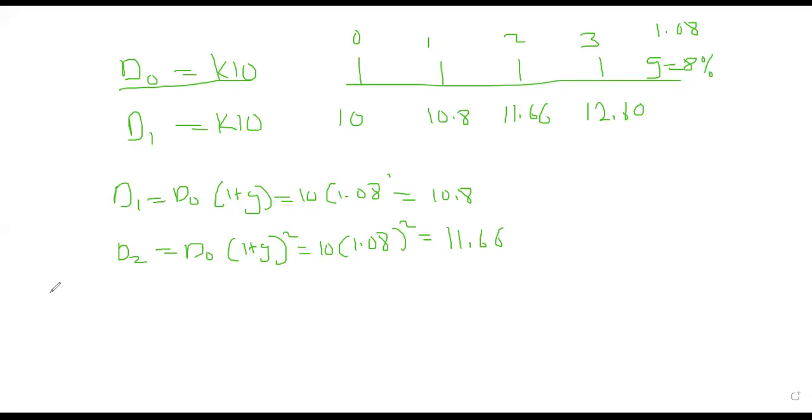If that's clear, tell me, how do we get to D3? There are two ways of getting D3. It's 10 times 1.08 to the power 3. So we found 12.597. After we know the square, we did 1.08 to the power 3, then we multiplied by 10. What do we get? 12.597, about 12.60.